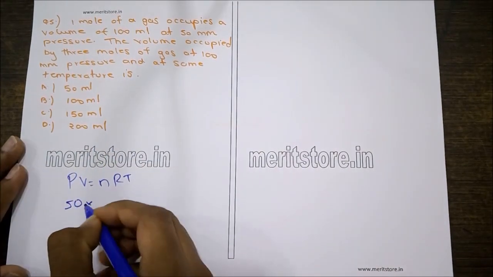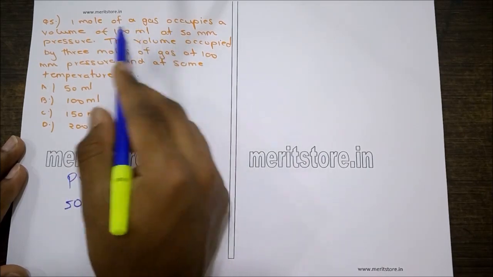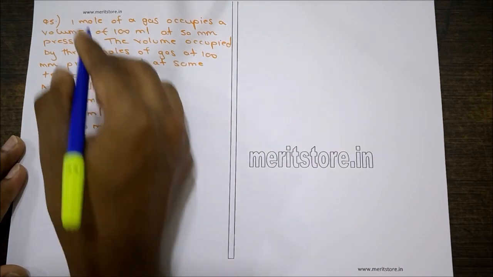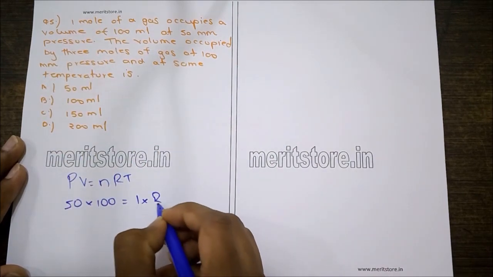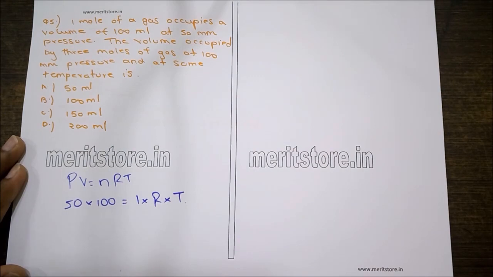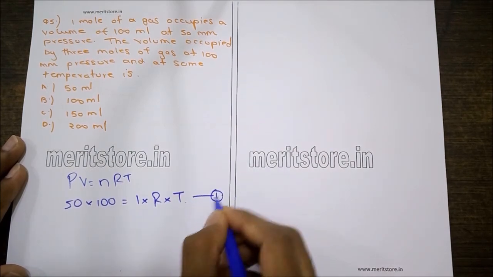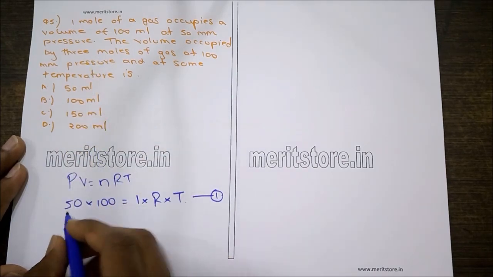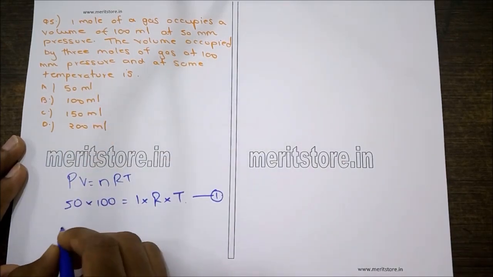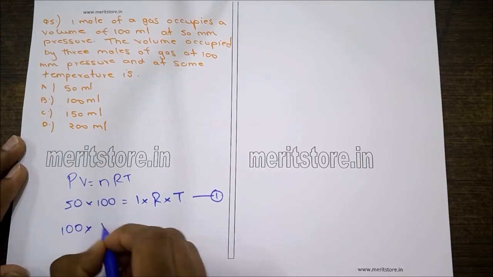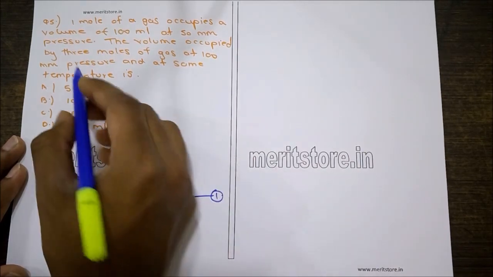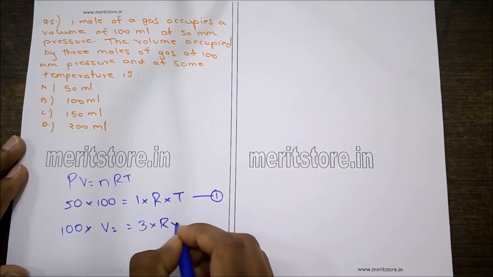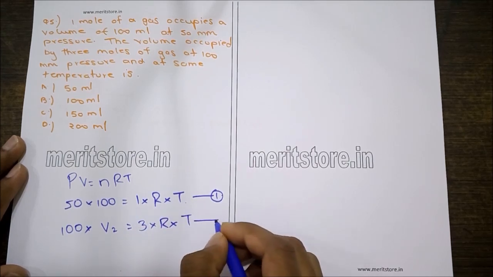So 50 mm occupies 100 ml volume, equals 1 mole of the gas and gas constant at some temperature T. This is for the first gas. Now for the second case, a 100 mm pressure is given. So 100, the volume V2 is what we have to find out. 3 moles of the second gas are used, so n becomes 3. Gas constant and at the same temperature.